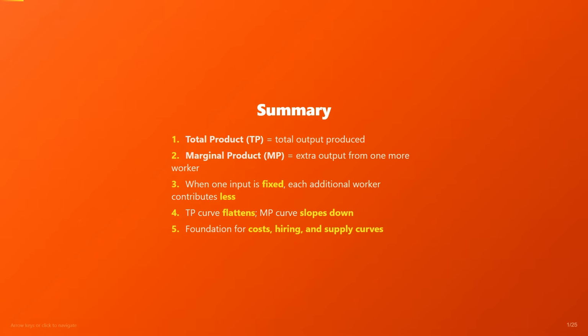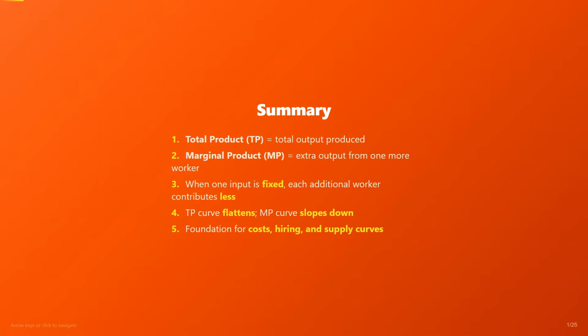So let's summarize. We learned that total product is the total quantity produced, and marginal product is the addition from one more worker. The law of diminishing marginal returns says that when one factor of production is fixed, like land or a machine, each additional worker contributes less and less to output.